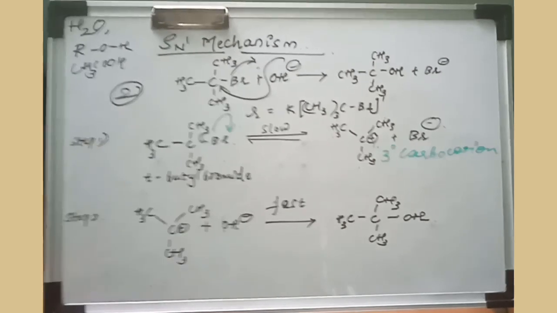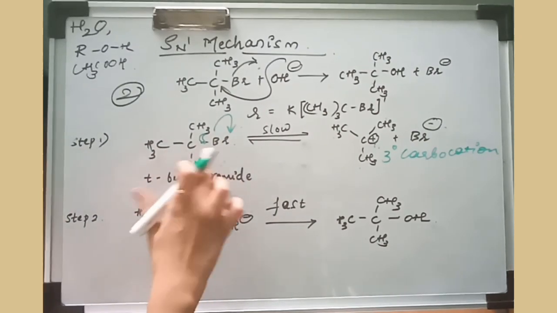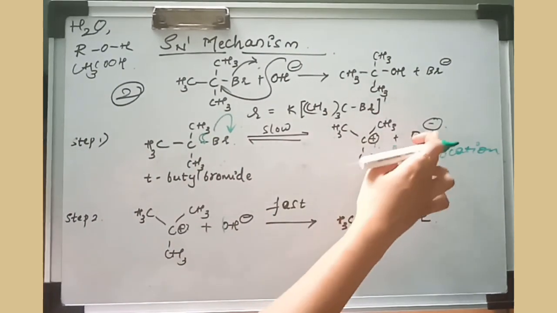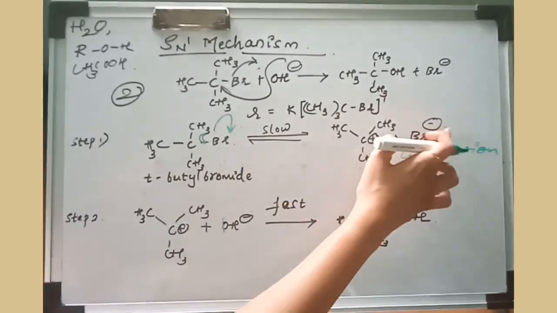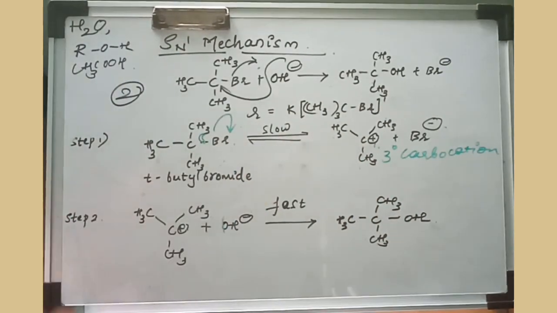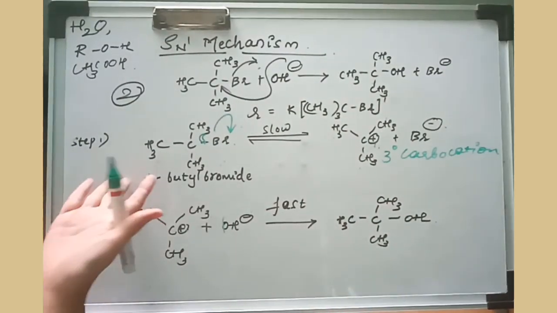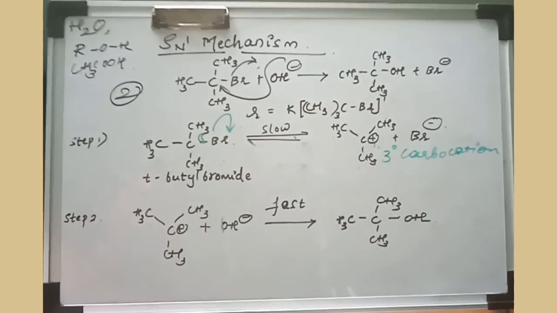In the first step I have written a reversible arrow. What does this indicate? The moment this bond is broken, the carbocation is formed and Br minus is formed. This Br minus ion exists here. Again it may attack this carbocation and then there is again a formation of the substrate molecule as it is. That is why it is a reversible step here.